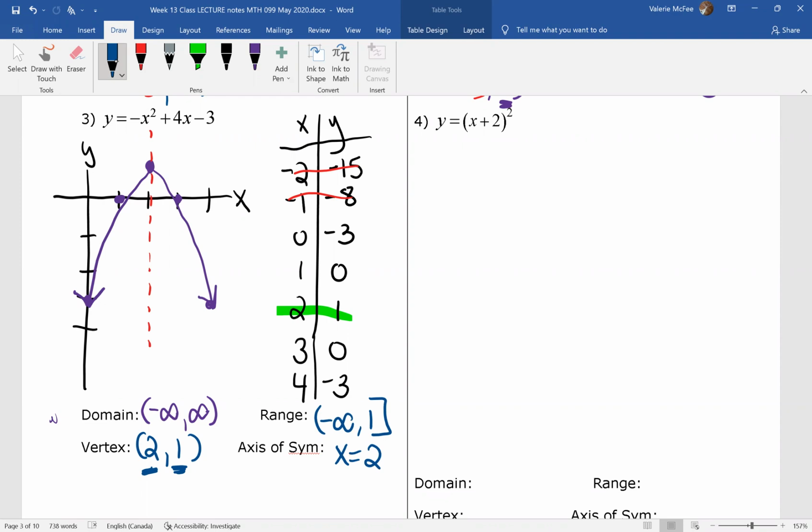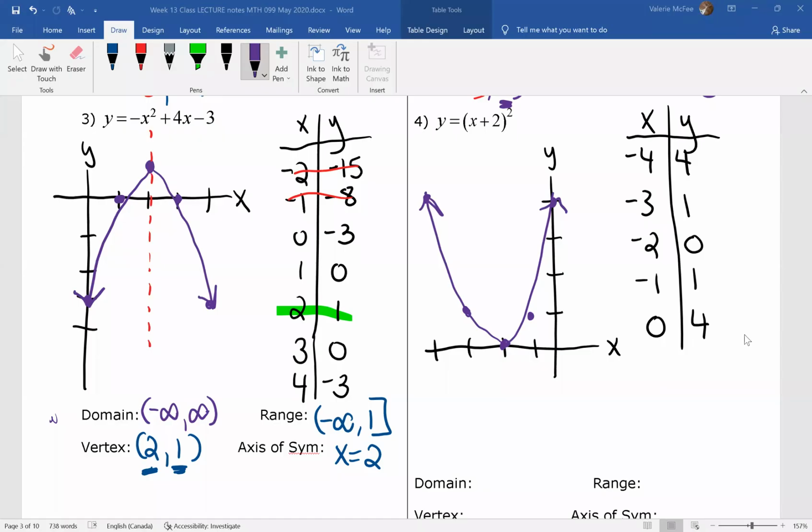Why don't you pause the video and see if you can come up with numbers that work for question 4. Create your own table of values, draw the graph, and then turn the video back on. Your graph should look like this. It may have taken you a few tries to find the right ordered pairs, the right values of x to use. Now, why don't you fill in the domain, the range, the vertex, and the axis of symmetry?